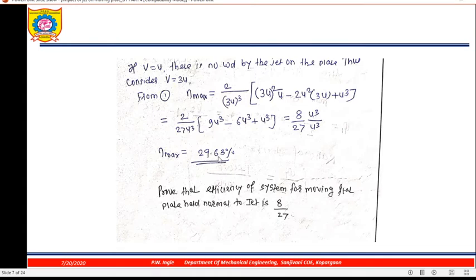So what is the maximum efficiency? About 30%. So in short, if you are using the flat plate, you are getting efficiency of 29.63%. This question was asked in the exam: prove that the efficiency of the system for the moving plate held normal to the jet is 8 by 27. Okay. Now next.